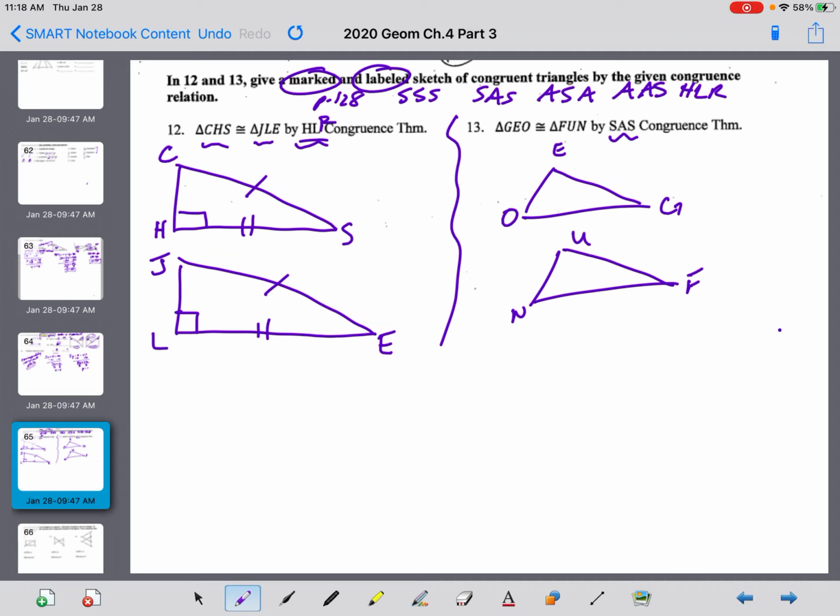I have to put the O and the N in the same position. And I have to mark this up with 2 sets of tick marks for sides and 1 angle mark. And I can use any pair of sides I want to. So I'm going to do this side and this side, and then I'm going to do the bottom side and the bottom side.